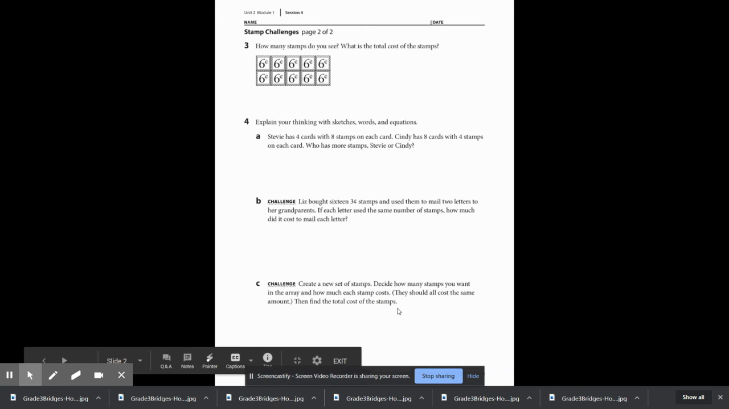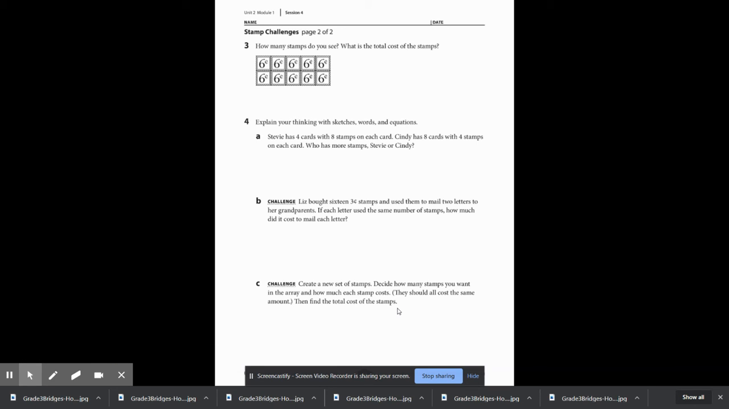This next one, create a new set of stamps. You decide how many stamps you want in your array and how much they cost. They should all cost the same, right? Because if it's an array, it's got to be equal. Then find the total cost of the stamps.